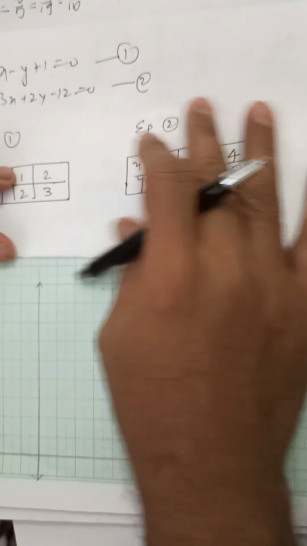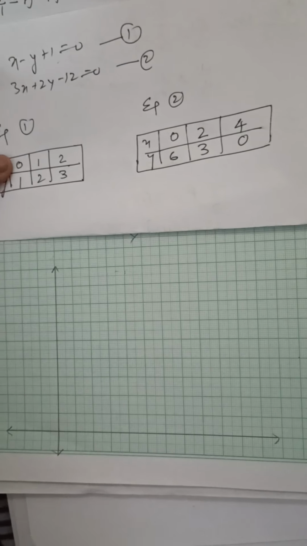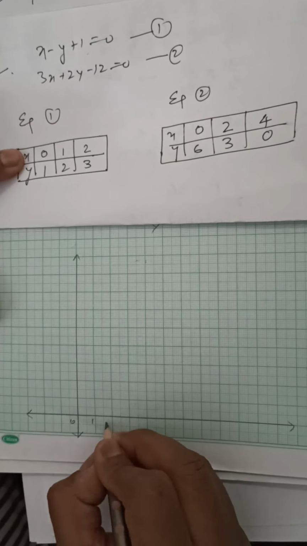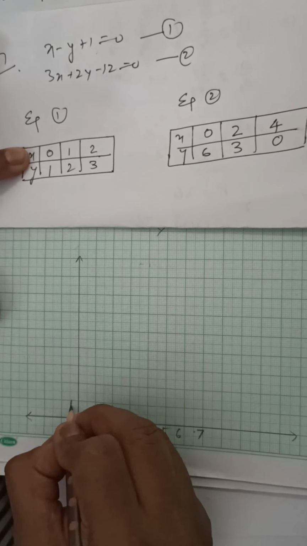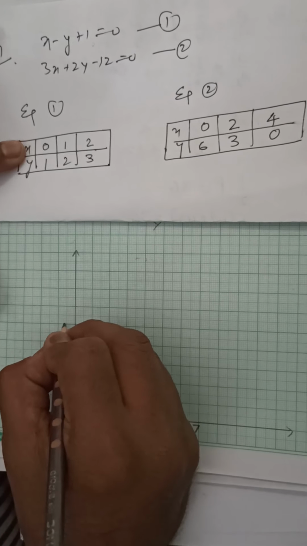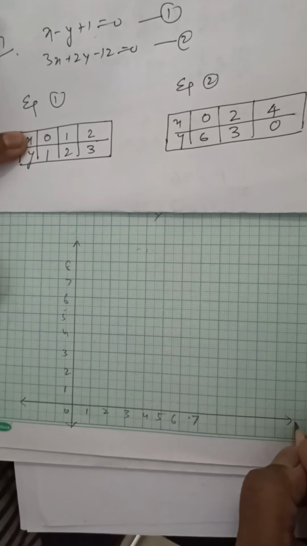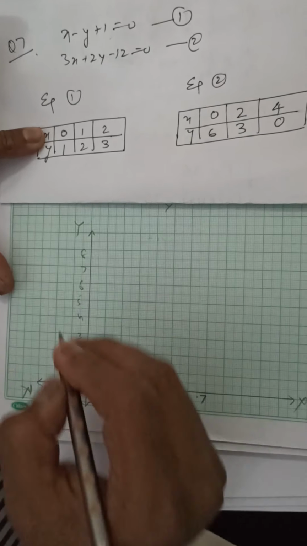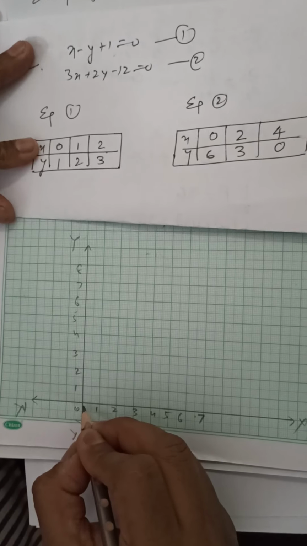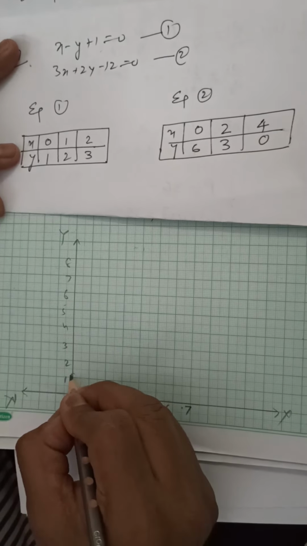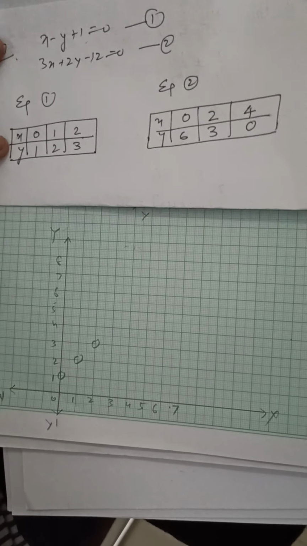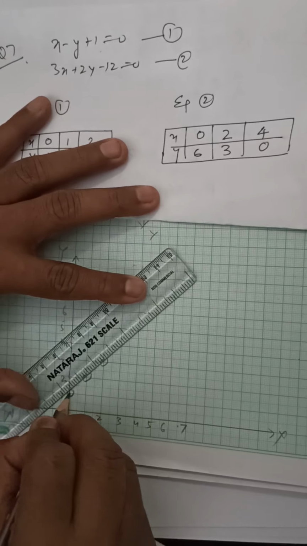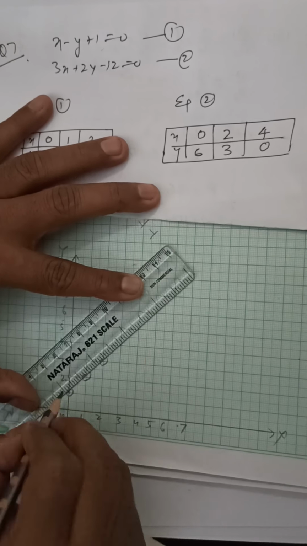Let's say this is the x-axis, this is the y-axis. This is 0, this is 1, 2, 3, 4, 5, 6, 7, and 1, 2, 3, 4, 5, 6, 7, 8. This is x, x dash, this is y, y dash. The first point is x is 0, y is 1. The second point is x is 1, y is 2. Third point is x is 2 and y is 3. So we get a straight line like this.